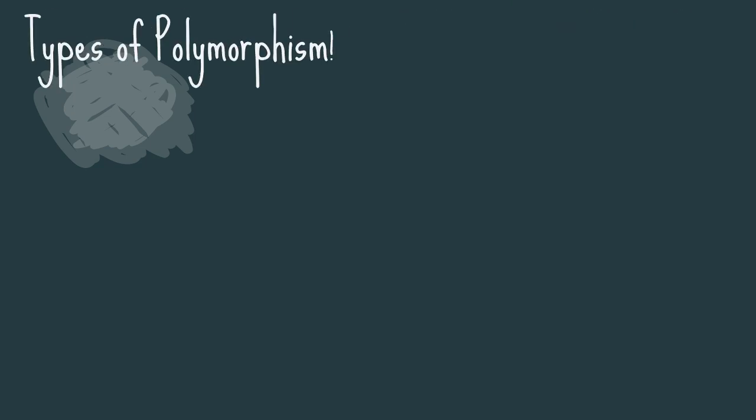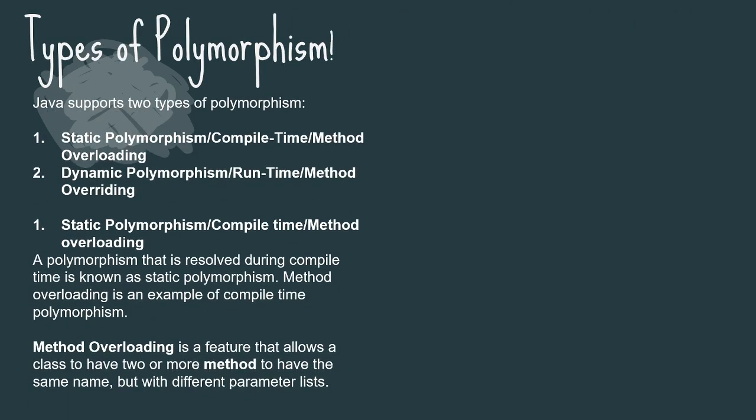Now, types of polymorphism. Java supports two types of polymorphism. First is static polymorphism, which we can also call compile-time polymorphism or method overloading. Second is dynamic polymorphism, or runtime polymorphism, or method overriding.